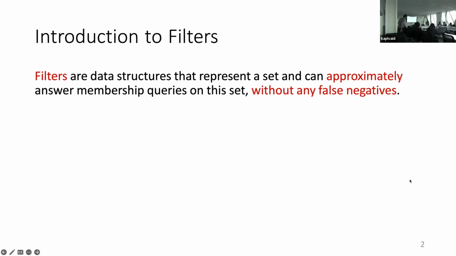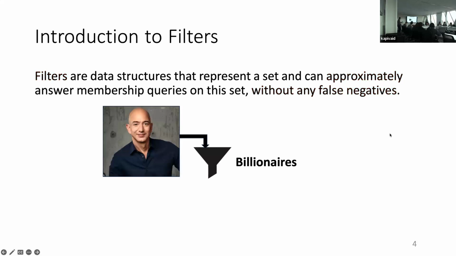So filters are data structures that represent a set and can answer approximate membership queries on this set without any false negatives. So the two important properties over here are that they approximately answer membership queries and they have no false negatives. So let me explain this through an example. Let's say we have a set of billionaires and a filter representing this set. Now, if we ask, is Jeff Bezos in this set of billionaires? Since Jeff is a billionaire, the filter will say yes with 100% probability. So this is what I mean when I say there are no false negatives. If something is in the set, the filter has to say yes.